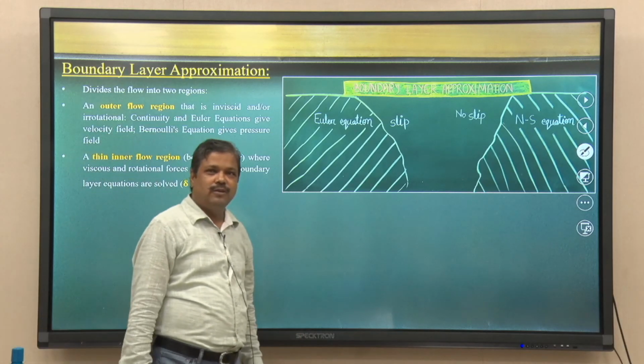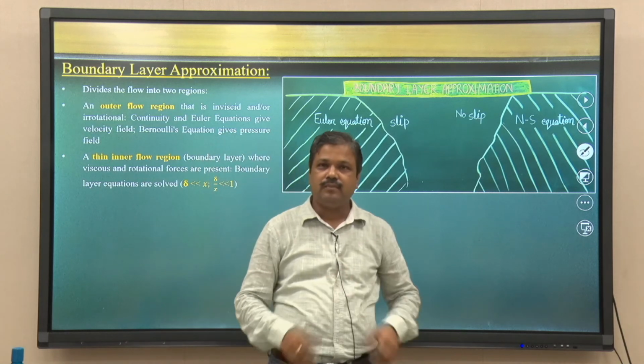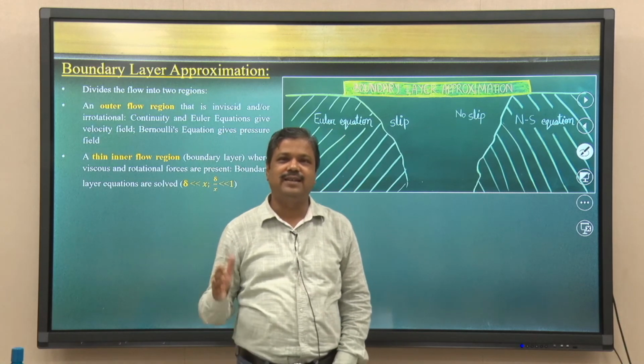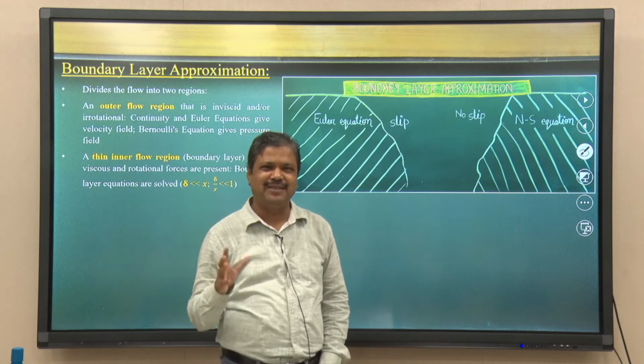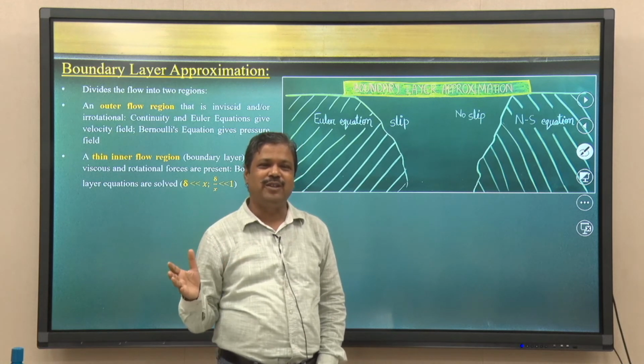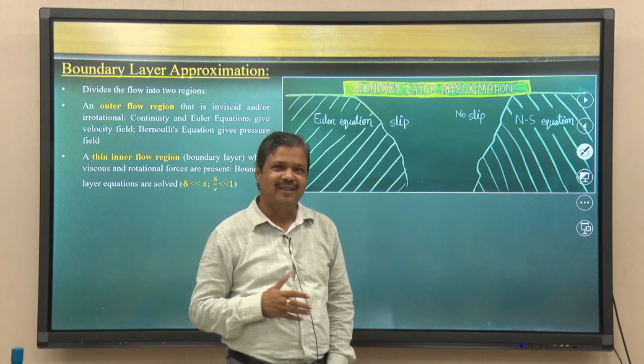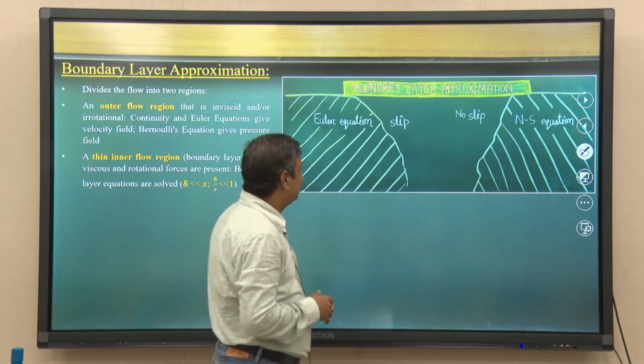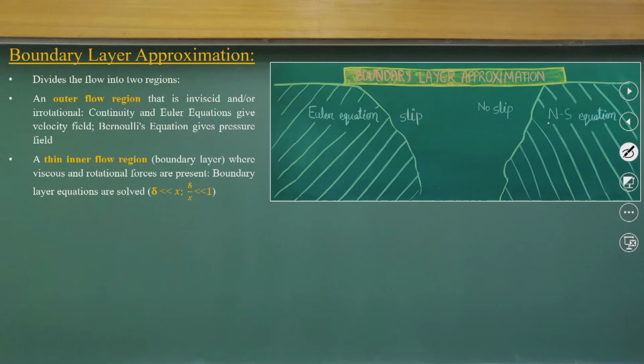let's come back to the boundary layer approximations. Basically it is a bridging, a very simple word. It is a bridging between the Euler equations and the Navier-Stokes equations, because Navier-Stokes equations are solved with no slip boundary conditions, but the Euler equation does not have that, it has to have slip boundary conditions.